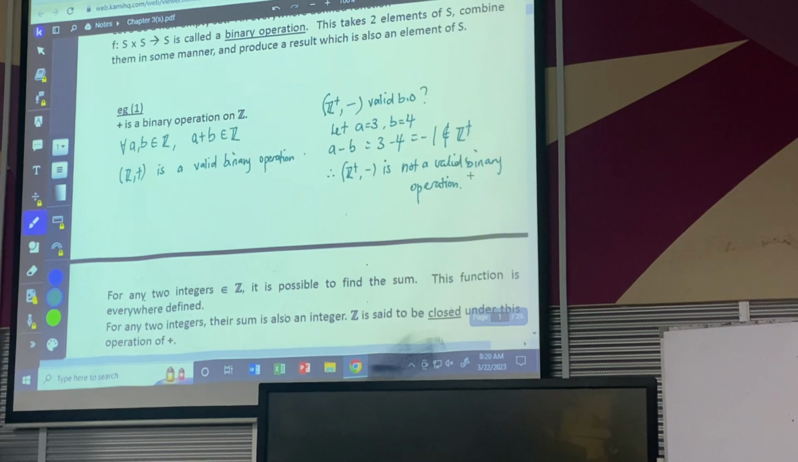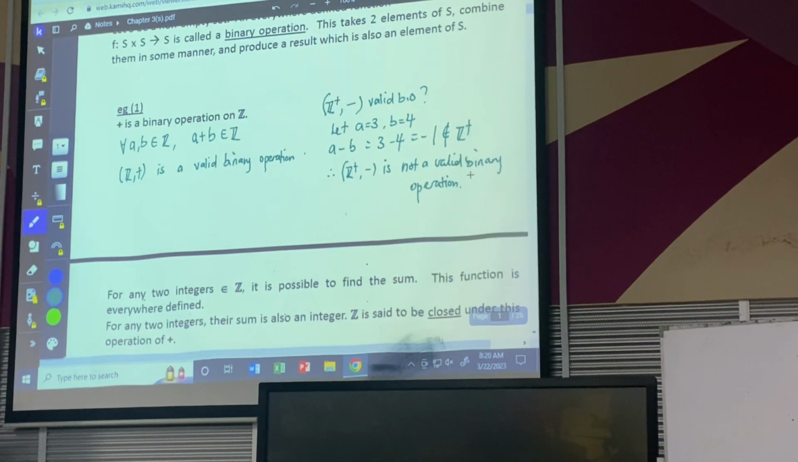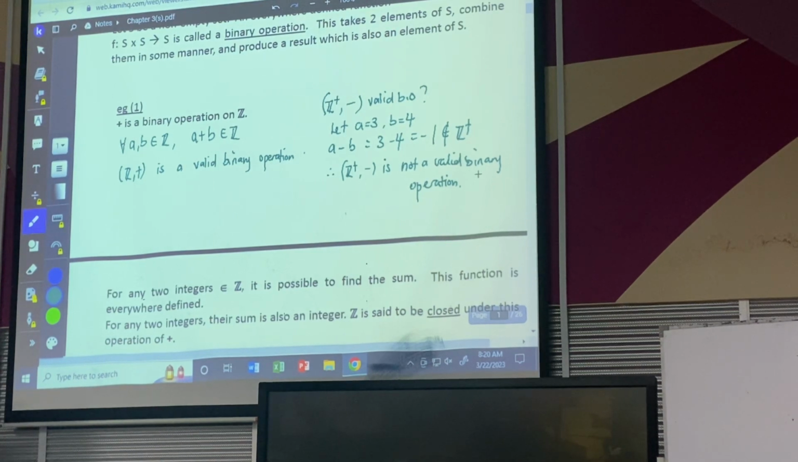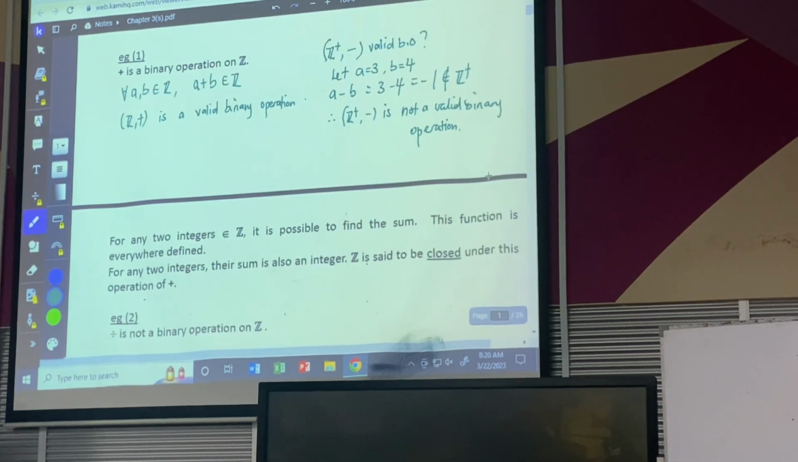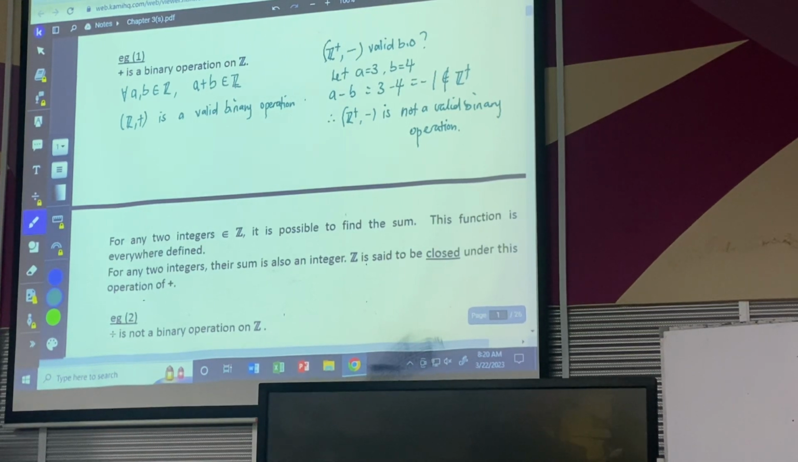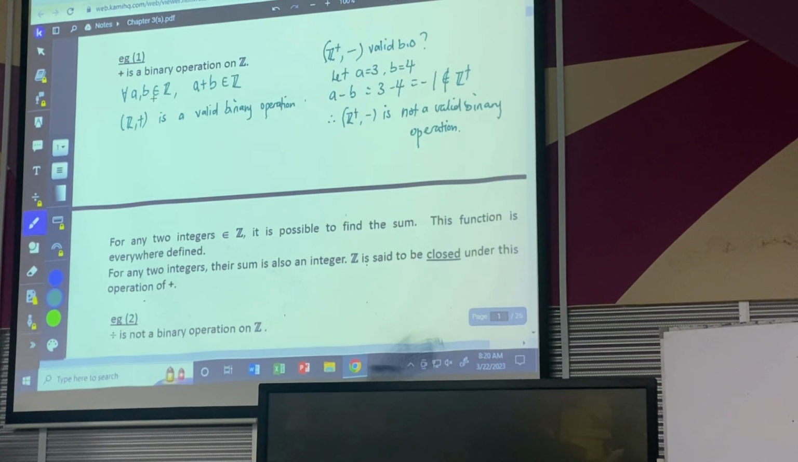Okay, now you have the idea what is a binary operation here. Some more examples. We still have a few examples below. When you say that the two integers add up like this, it belongs to integer, right? The answer will belong to integer. So we will say that the set of integers is closed under the operation plus. This is what we mean by the word closed.